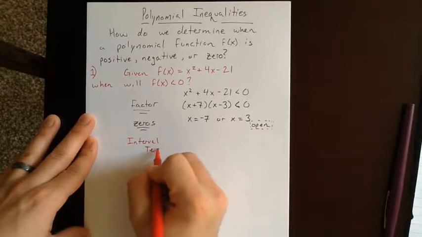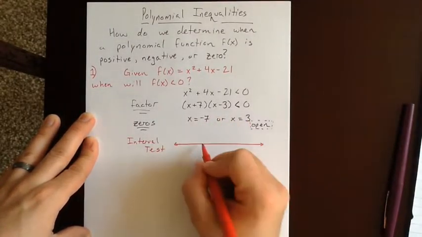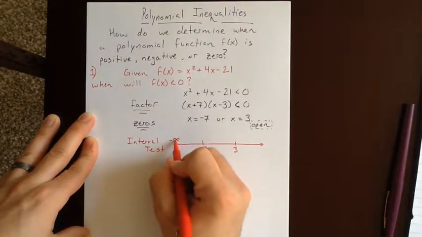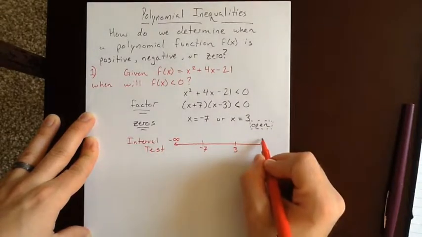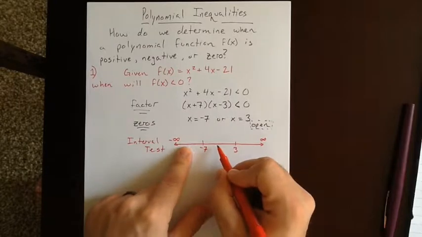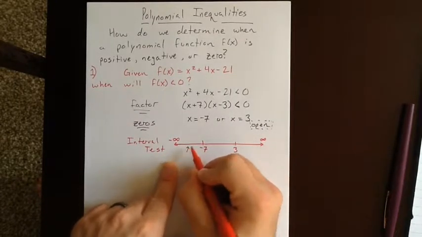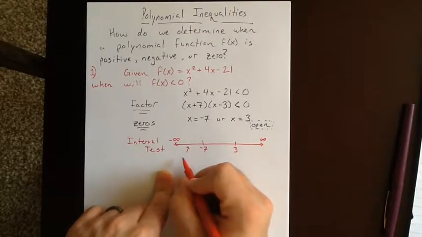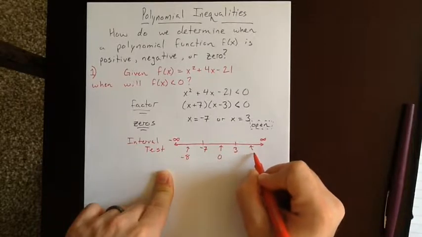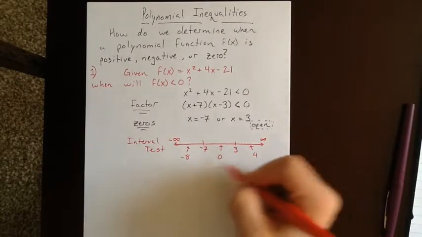Once we've found the zeros, we now want to perform the interval test. We place our zeros on a number line, negative 7 and positive 3, and we know that negative infinity is on the left and positive infinity is on the right. Within each of these three regions, we want to select a number. Let's say we select negative 8, we can select 0 here, and we can select 4 in this far right region. These are going to be our test values.